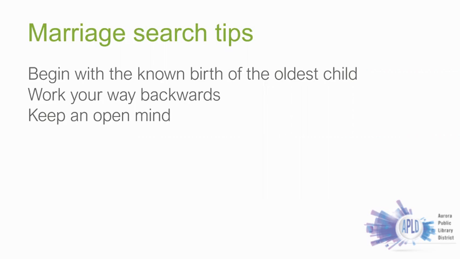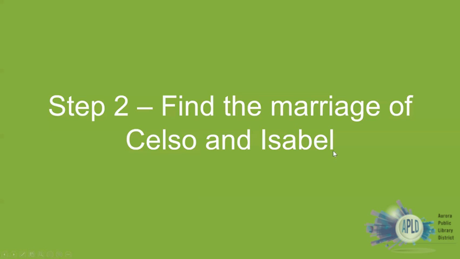And again, just keep an open mind that sometimes we've seen them marry and have the child a week later. So that's why I always recommend start with the known birth date or the known birth year of the oldest child. Even though we don't know for sure if she's the oldest child, it just seems like she might be. So our next step is to find that marriage for Celso and Isabel.